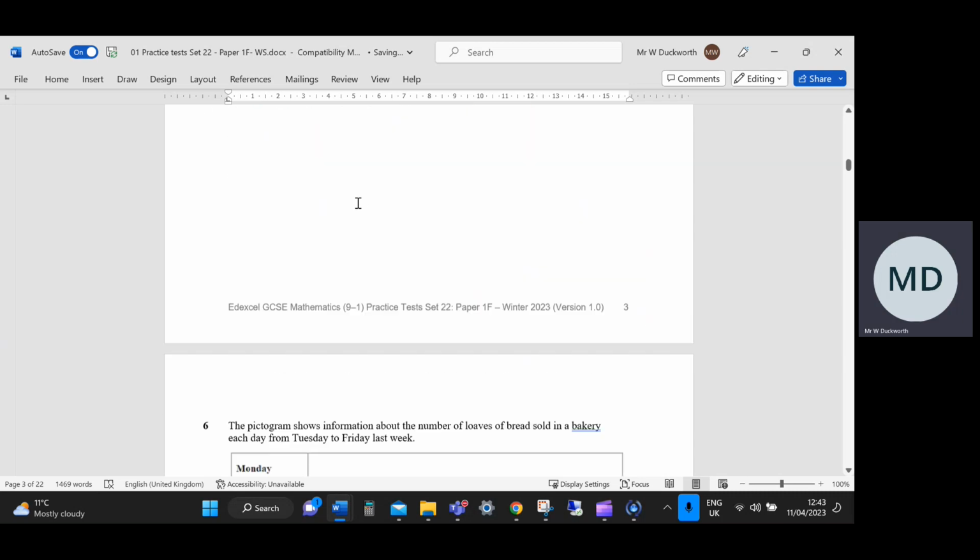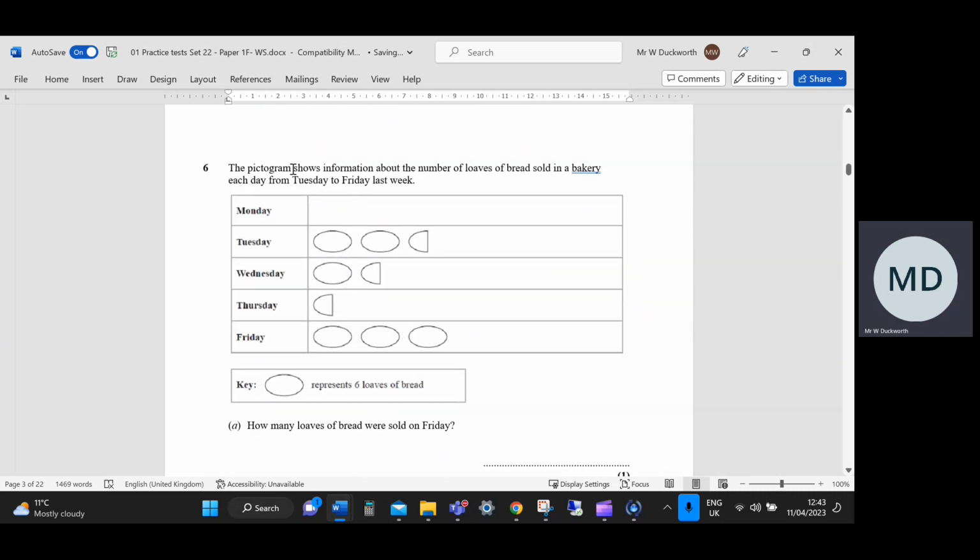Okay, then question 6. We've got the pictogram question. The pictogram shows information about the number of loaves of bread sold in a bakery each day from Tuesday to Friday last week. We've got the key here representing one full circle represents 6 loaves. How many loaves of bread were sold on Friday? Well, we've got, in effect, 6, 6, and 6. So we've got 18 loaves sold on Friday.